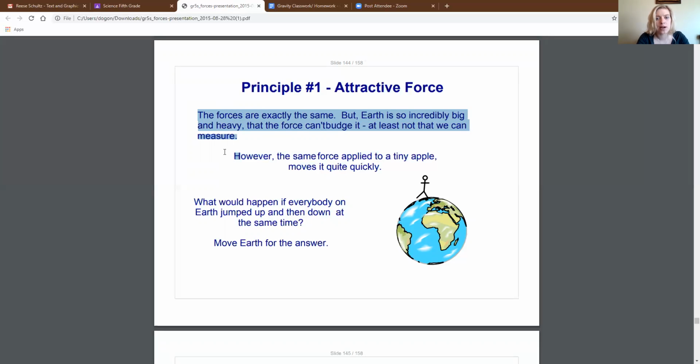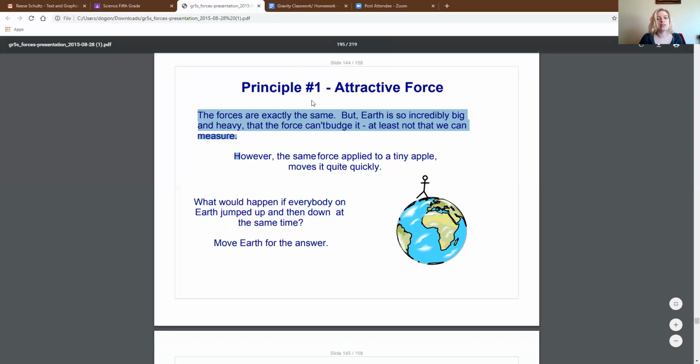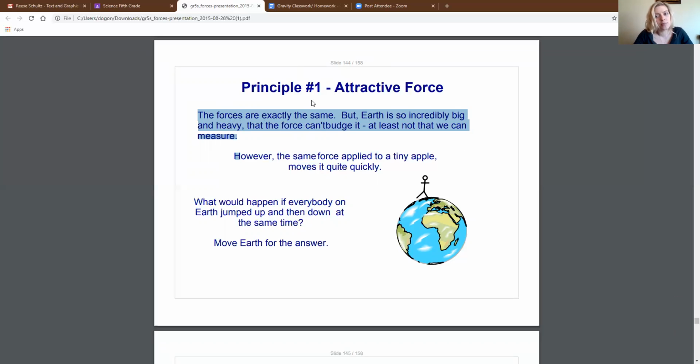Okay, so go ahead and write down that first point there. So even though the forces are the same, the Earth is so big and heavy that the force can't budge it. Okay, that small force of that apple has really no effect on the Earth whatsoever because the Earth is so big. But again, the forces between the two are still exactly the same.